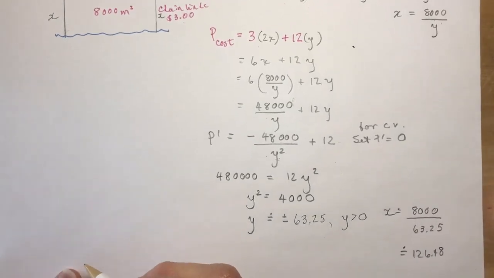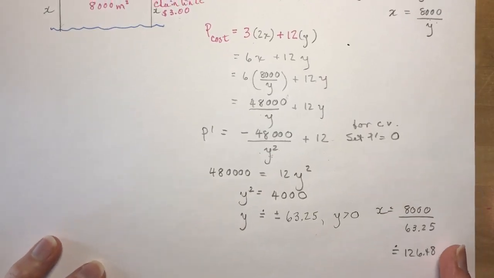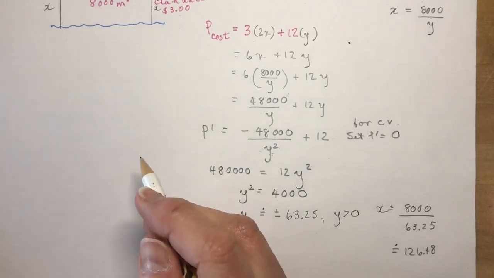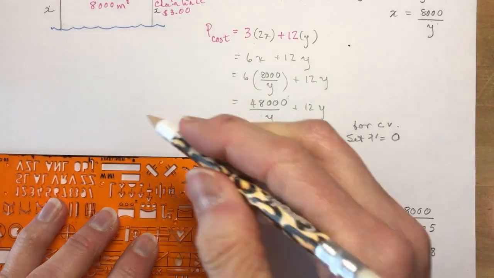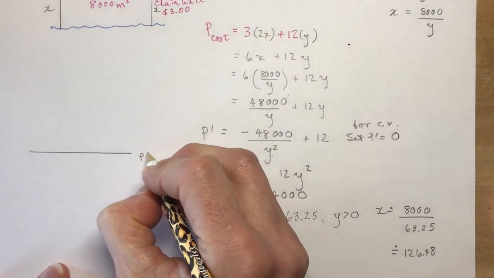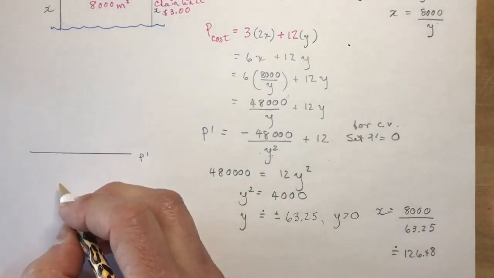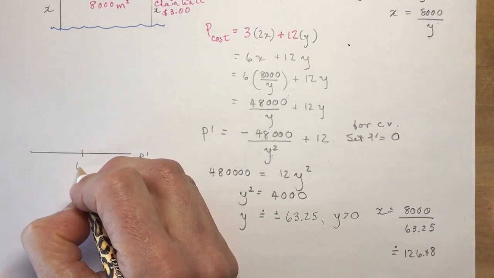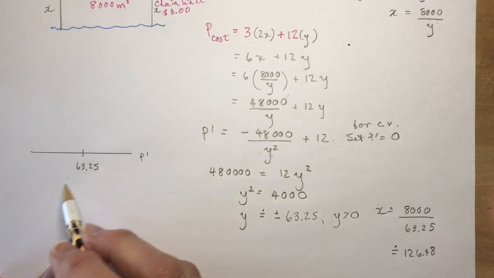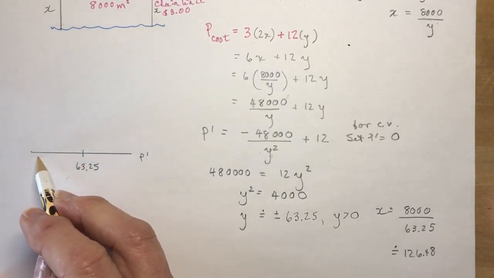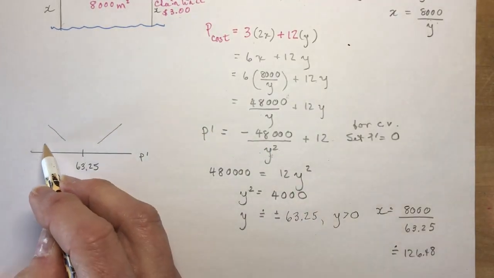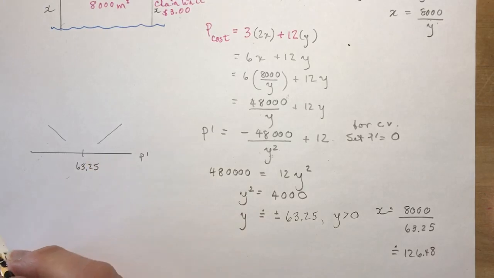Now, if your teacher has taught this after teaching you how to figure out if something is a max or minimum, you may also need to do a proof that you've found a minimum value. I'll put that in here just in case you haven't, or you have. So I would say P prime, and I've chosen 63.25. And I want to know if this is a minimum value. So if it's a minimum, then on this side, the slope would have to be negative, and on this side, it would have to be positive.